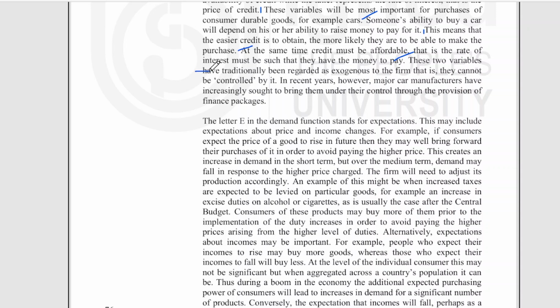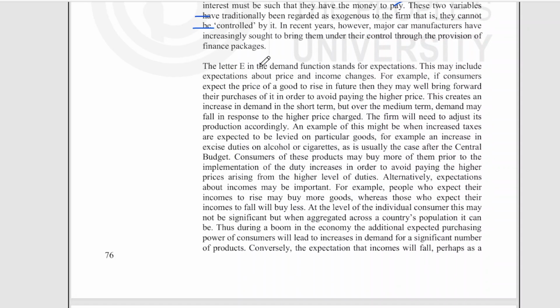These two variables have traditionally been regarded as exogenous to the firm, that is, they cannot be controlled by it. In recent years, however, major car manufacturers have increasingly sought to bring them under their control through the provision of finance packages. And the letter E in the demand function stands for expectations.